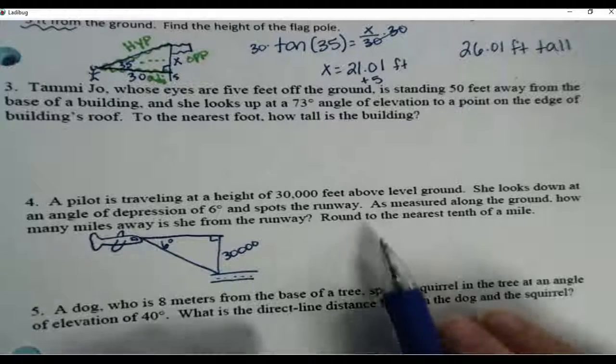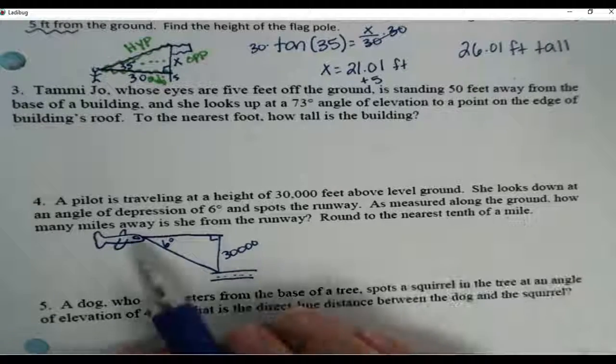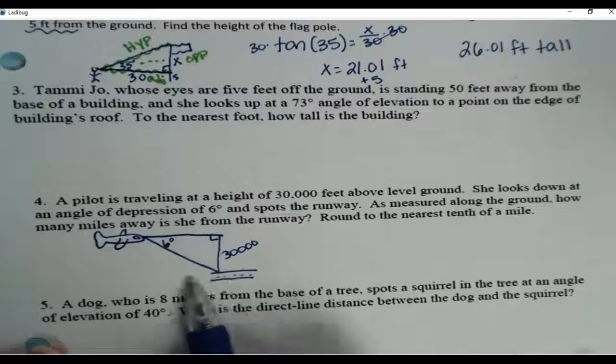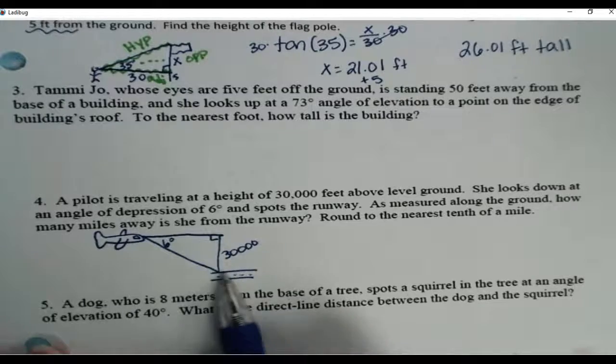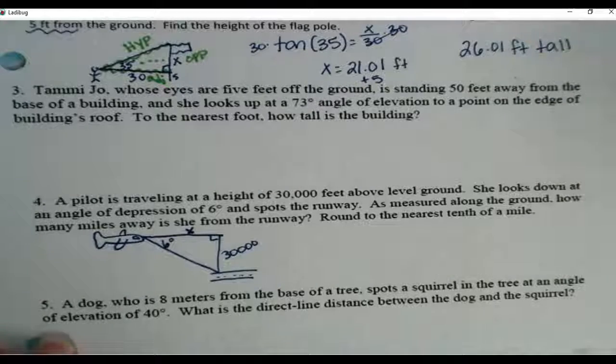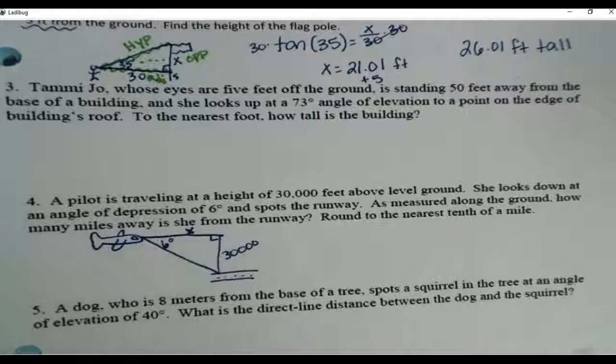And so we're trying to find out, measured along the ground, how many miles away is she from the runway. So from the plane to the runway along the ground is our horizontal distance. So that's this same side as that. Yes, because we want to know how many miles. We'll do that at the end. Okay, so now we can highlight it and solve it out.